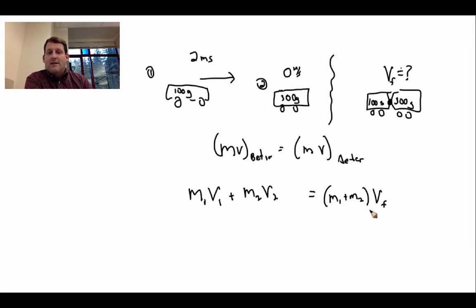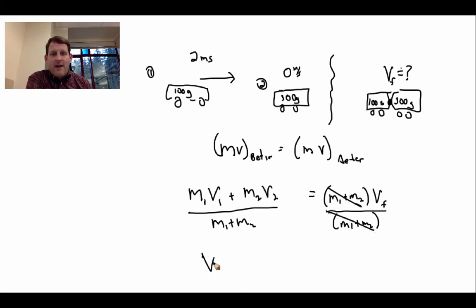So to get the final velocity by itself, I'm going to divide by this quantity, M1 plus M2. Now if I divide that side, I got to divide this side, M1 plus M2. These two cancel out, and I find that the final velocity of this stuck together mass over here is equal to M1 V1 plus M2 V2, the sum of the starting momentum, so the momentum of this plus this, divided by the total mass of that object over here.